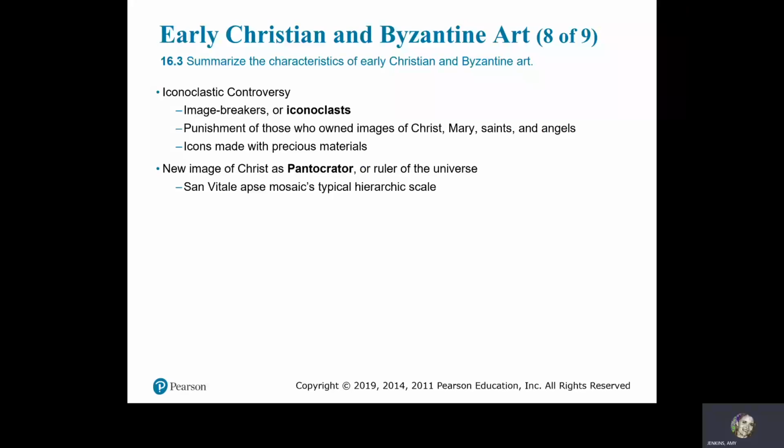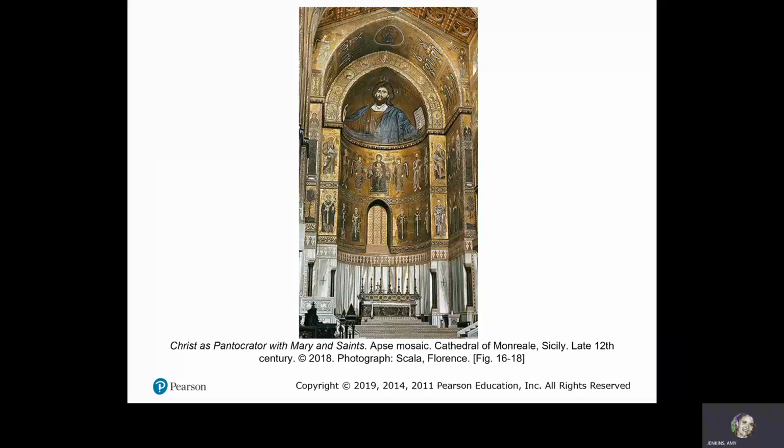The iconoclastic controversy. Image breakers, or iconoclasts, set punishment for those who own images of Christ, Mary, saints, and angels. Icons are made with precious materials. The new image of Christ as Pantocrator, or ruler of the universe, in the San Vitale apse, is mosaic's typical hierarchic scale, with Christ being very, very large at the top, being the most important in the hierarchy, with Mary and baby Jesus and the angels below, apostles below that. Christ is Pantocrator with Mary and saints.